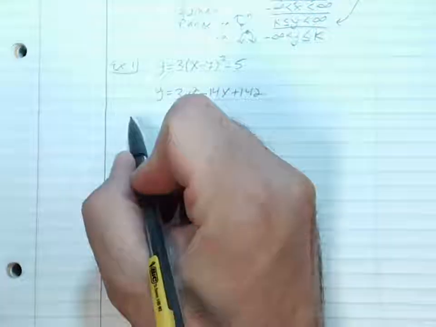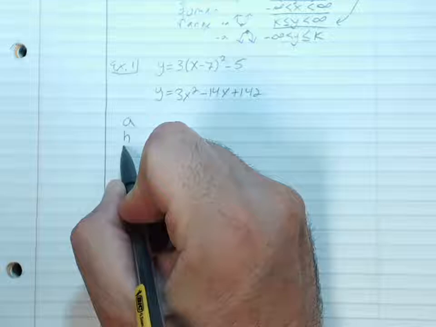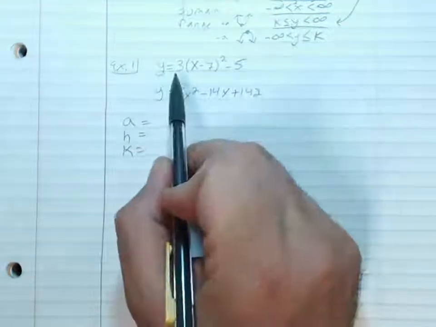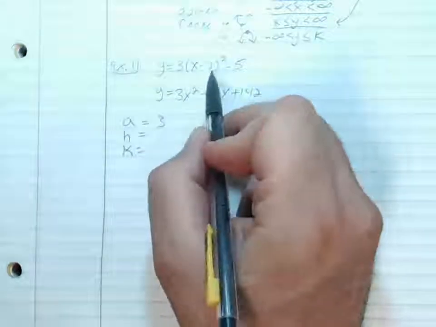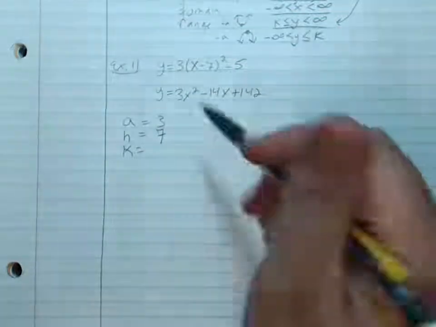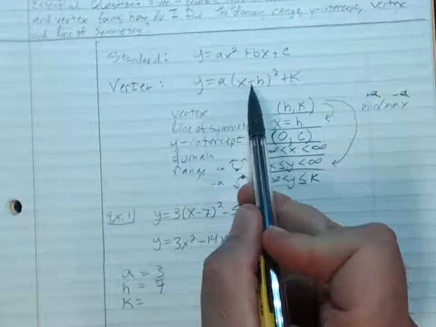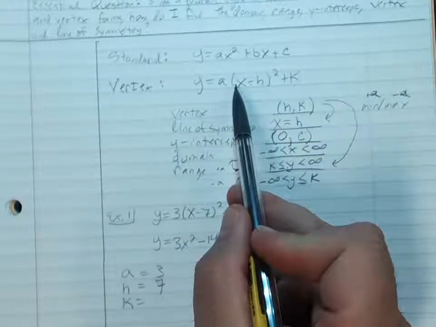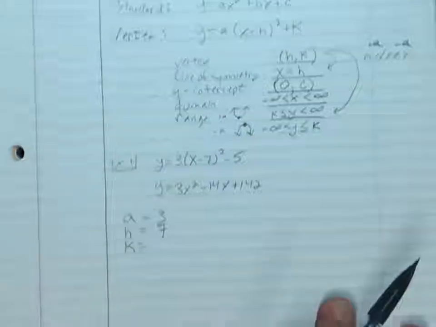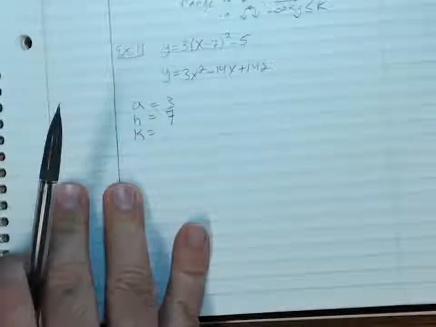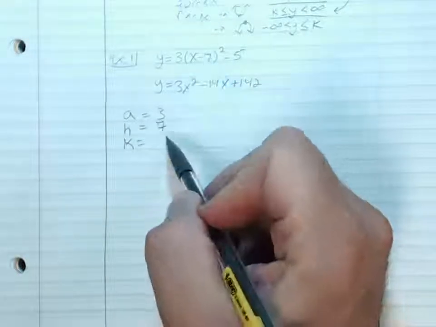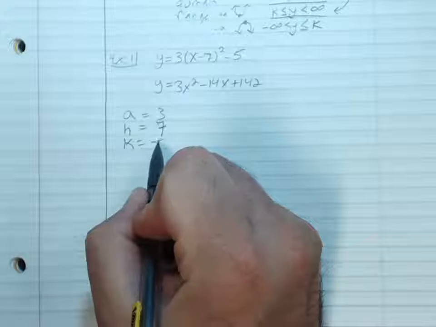So I would say that it's important to identify the a, the h, and the k, which you were given. That's in the vertex form. A is 3. The h would be positive 7. I know it looks like a negative, but remember, if you look back in the formula, there's a negative in front of the h, right? Whatever value is there, you have to interpret it as the opposite of whatever sign it looks like it is. And then we got -5 for k.